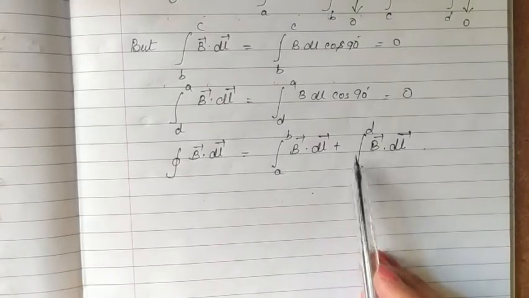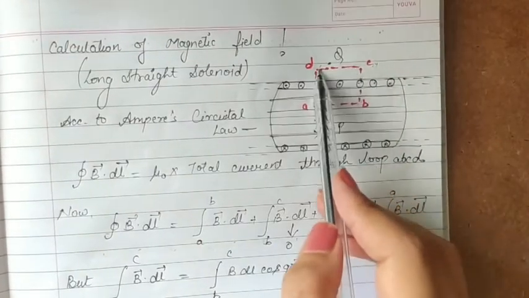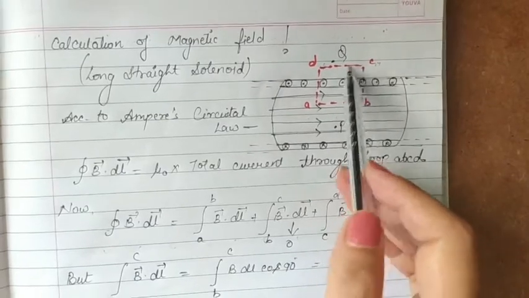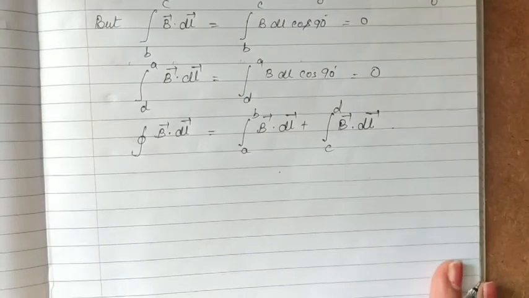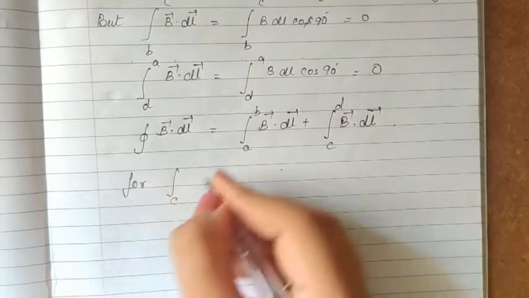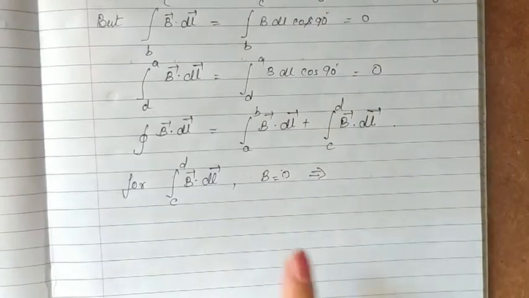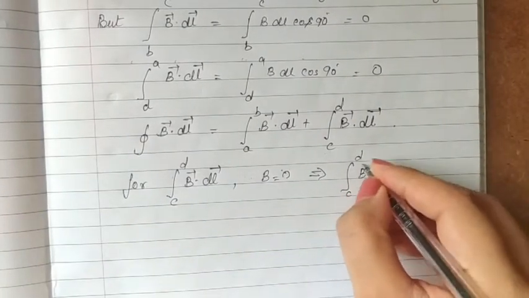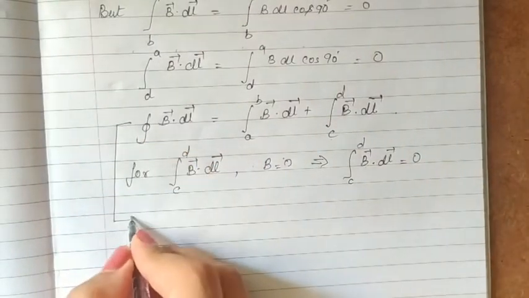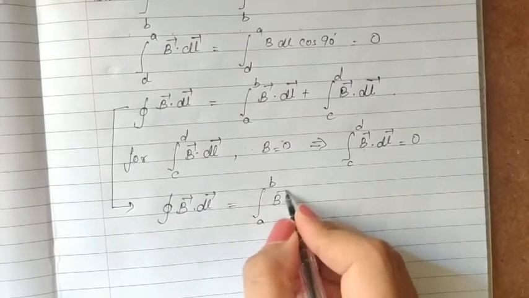Now if we talk about the integral between C to D, according to the diagram, this portion C to D is lying outside the solenoid where there exists no magnetic field. So for the integral between C to D, the value of B is equal to 0. So for the integral C to D of B dot dl, we have B equal to 0. That implies this integral C to D of B dot dl is also equal to 0, as B is equal to 0. Then again, this equation becomes the closed integral of B dot dl equal to only the integral A to B of B dot dl.